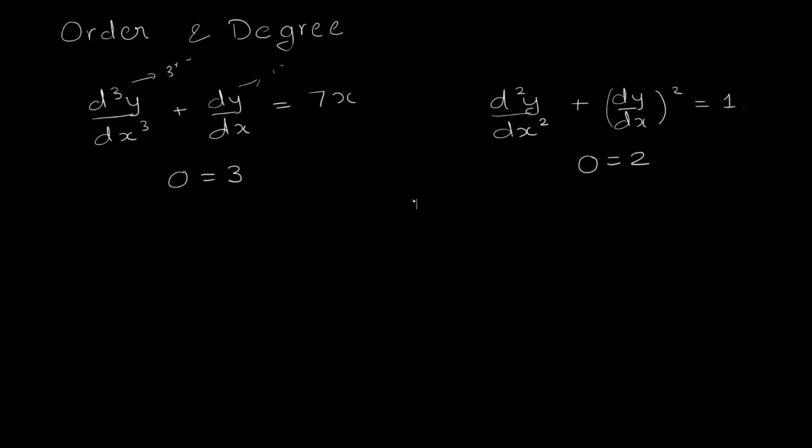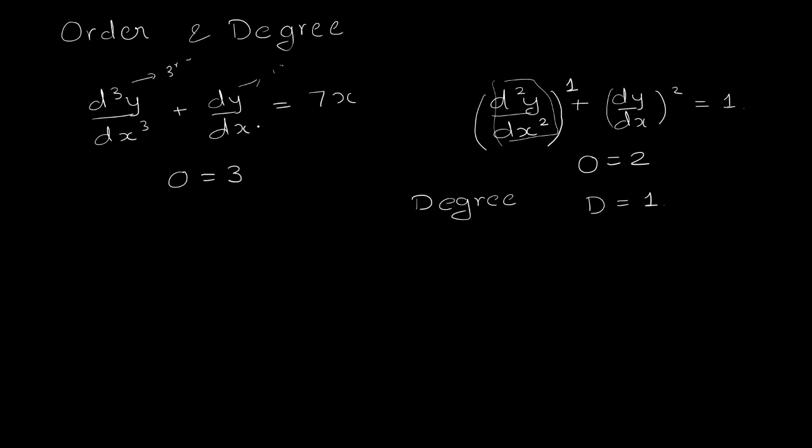Now for finding something called degree, we have to look for that highest order derivative which is present there. Now which one is the highest order? This is the one whose order we have mentioned. So now let's check. This one is d square y by dx square raised to the power 1. Obviously, it is raised to the power 1. So degree is that power to which the highest order derivative has been raised. So degree of this becomes 1.